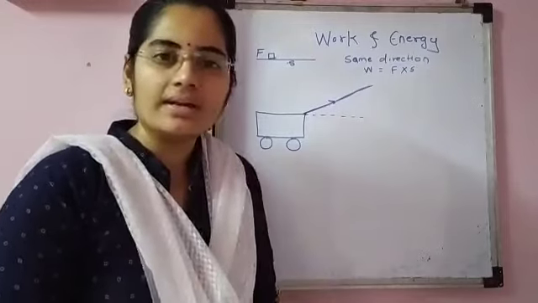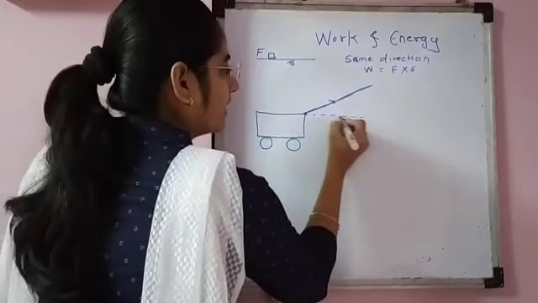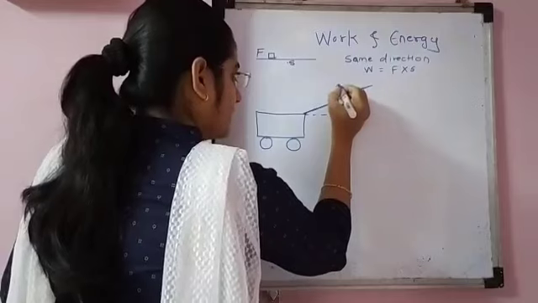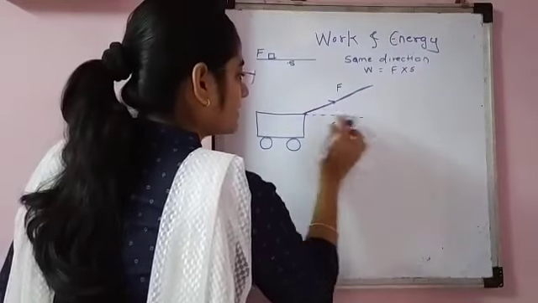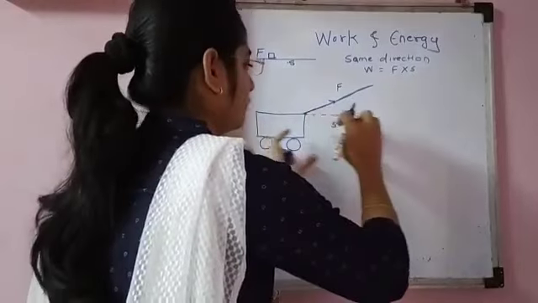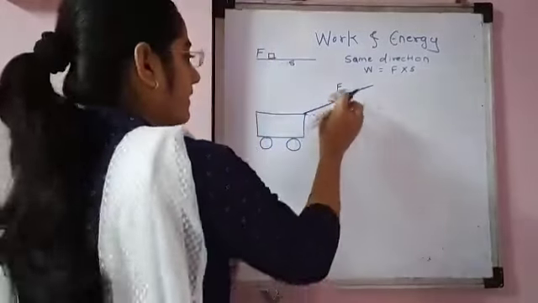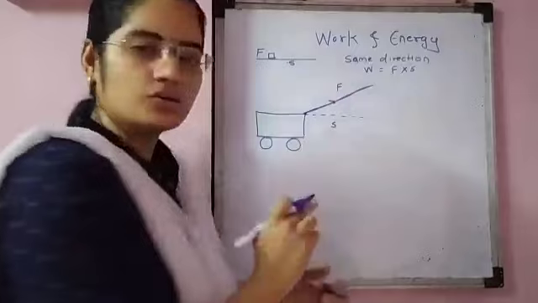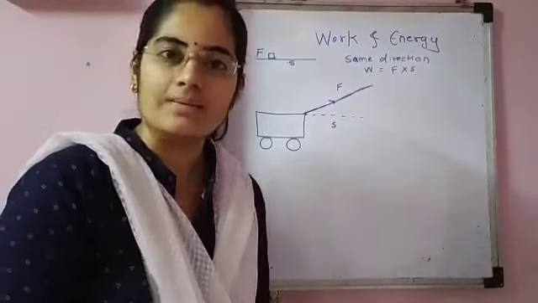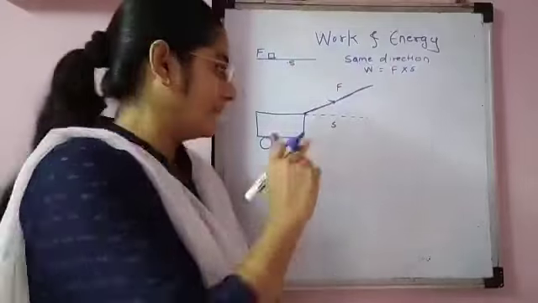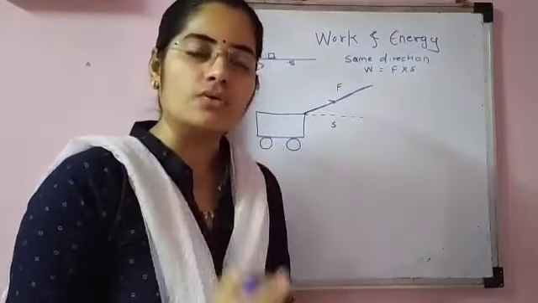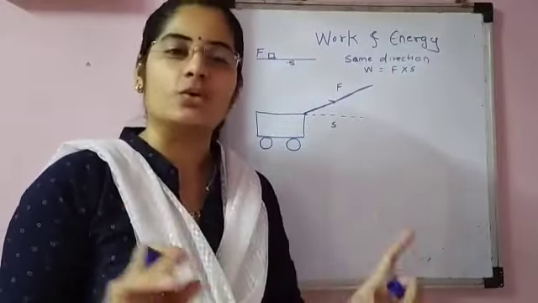But how does this toy get displaced? Displacement occurs in this direction. In this direction we apply the force, and the displacement occurs in this direction; the toy moves in this direction. Here, the direction of force and the direction of displacement are not the same. In the earlier case, the direction of force and the displacement were both the same. But in this case, they are not the same.